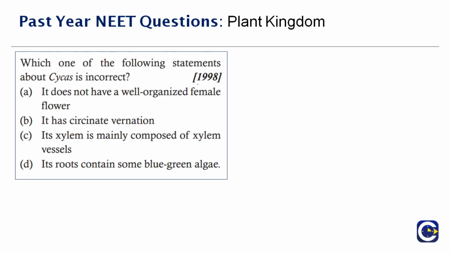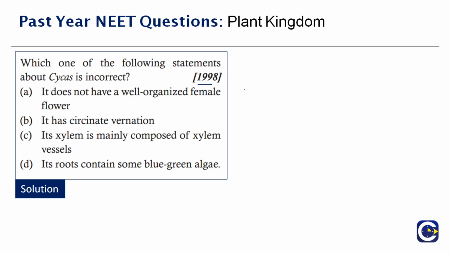Now this question was asked in the year 1998. Which one of the following statements about Cycas is incorrect? Okay, fine. Let's go option by option now. First option, it does not have a well organized female flower. Okay. It has a circinate venation. No. Its xylem is mainly composed of xylem vessels, and D, its roots contain some blue-green algae. The correct answer goes to option C.